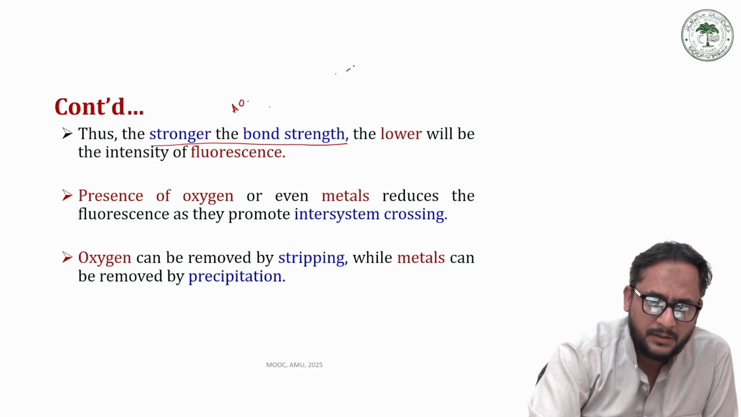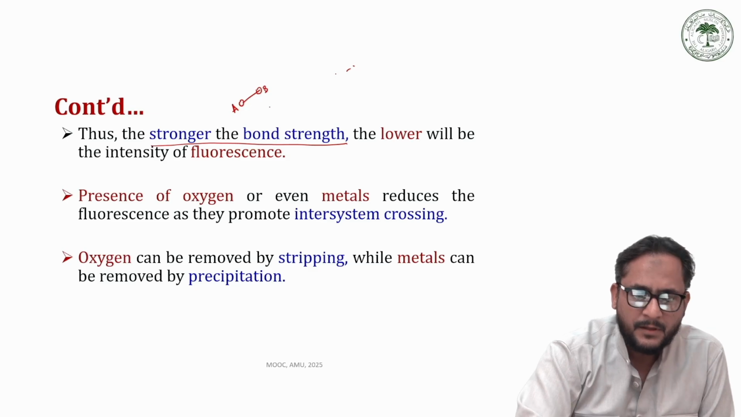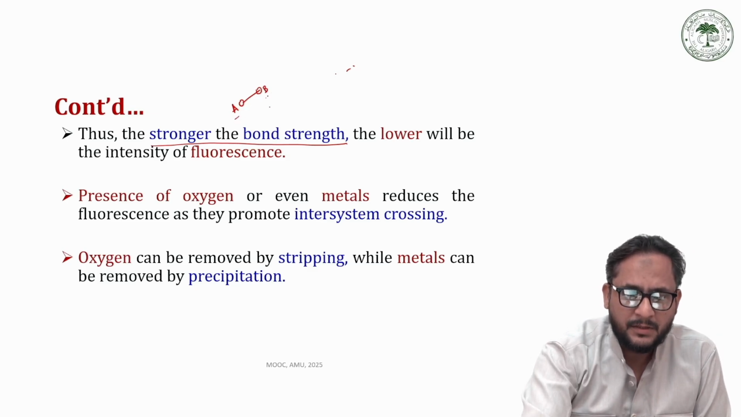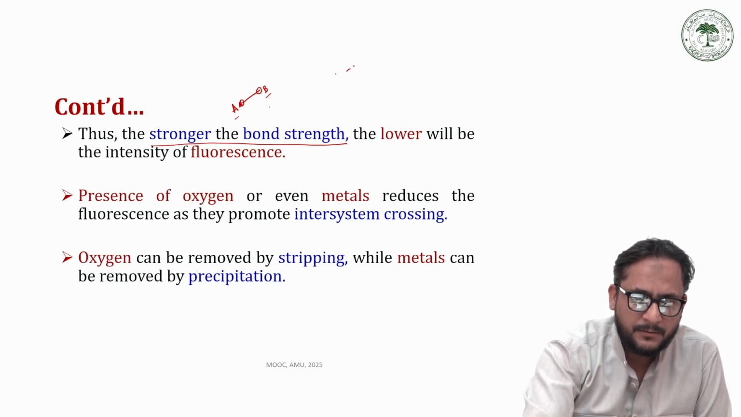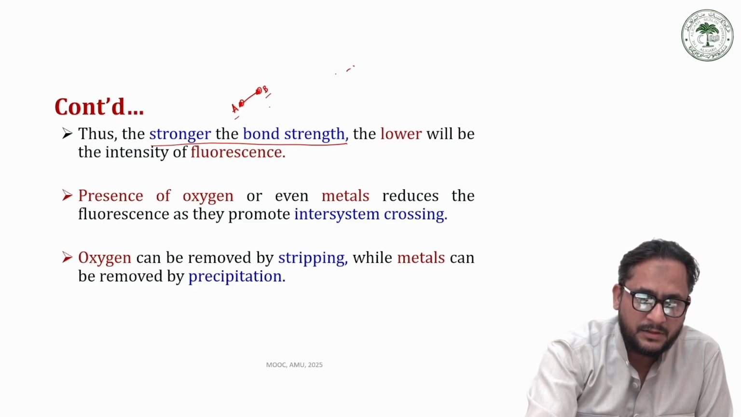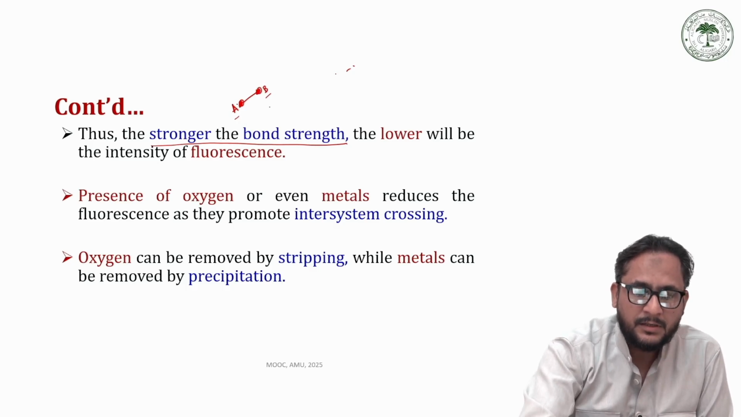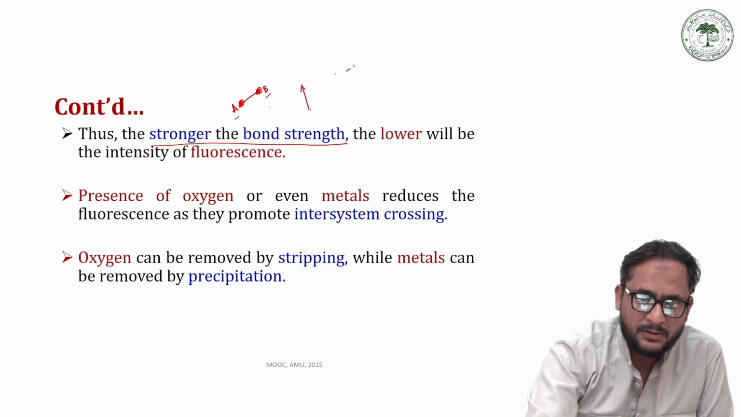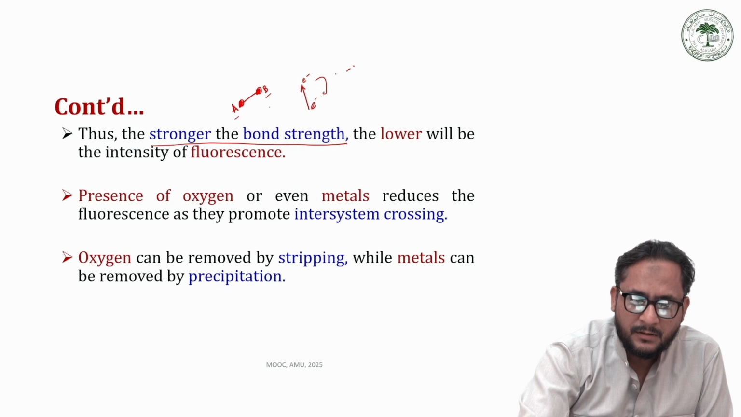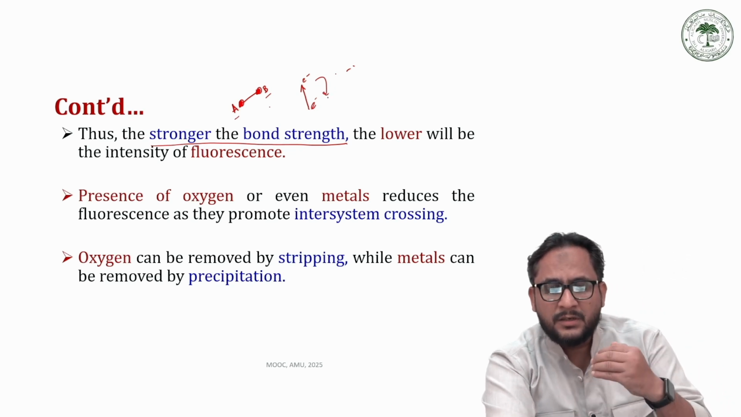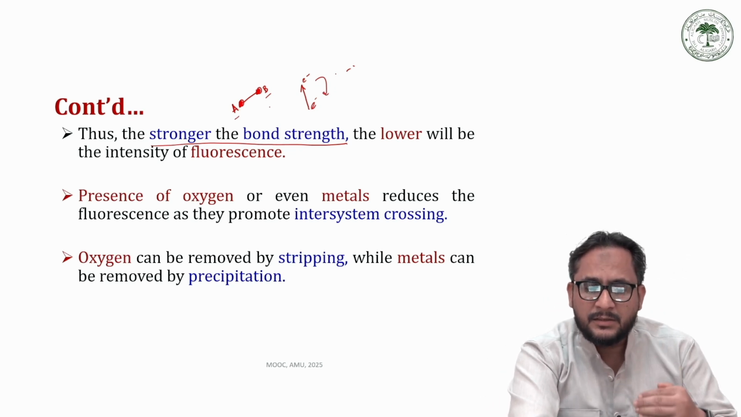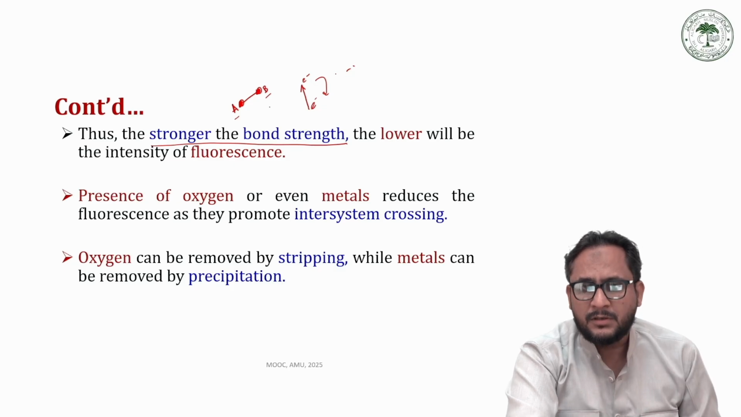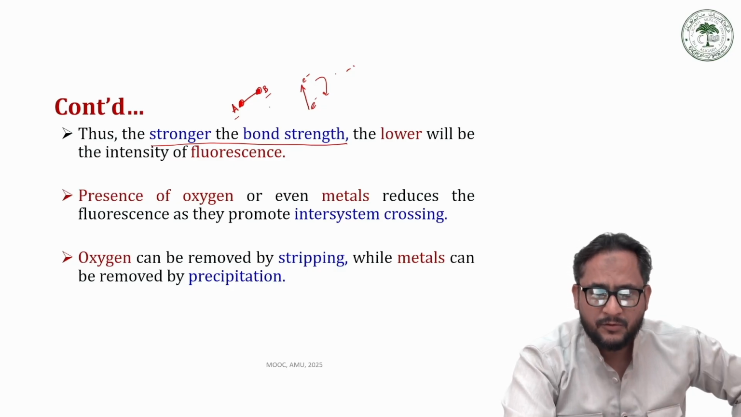For example, there is a bond between two atoms, A and B. If the strength of this bond is very high, it is very difficult to promote these electrons from the ground state to the excited state, and since more energy is required, if that energy is not available, fluorescence will not occur, or if it occurs, the intensity of the fluorescence will be low.